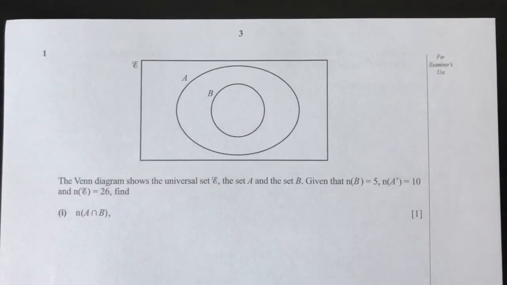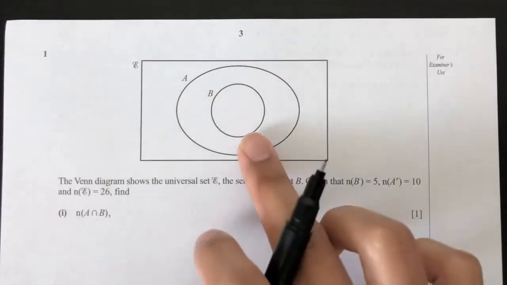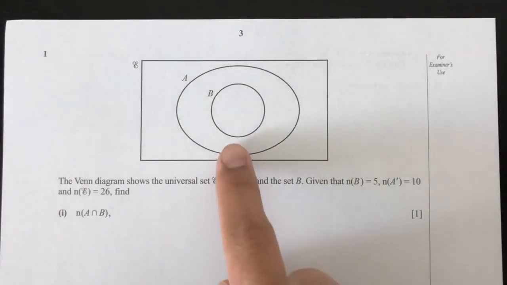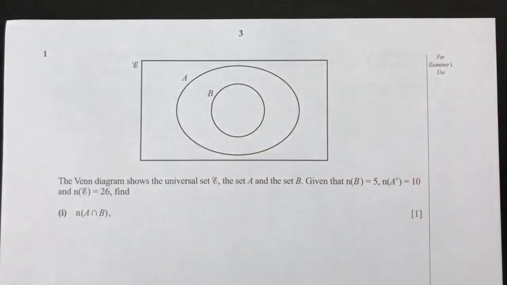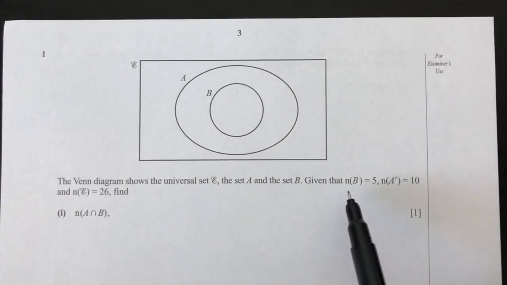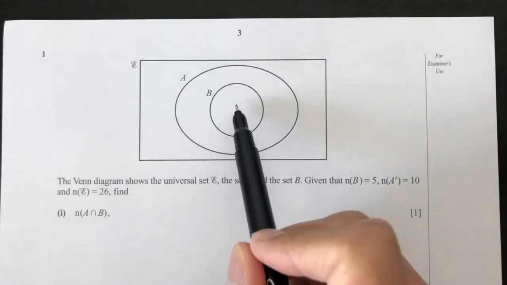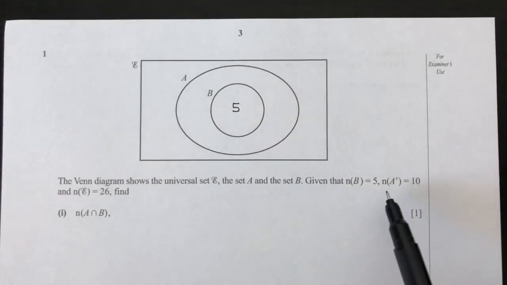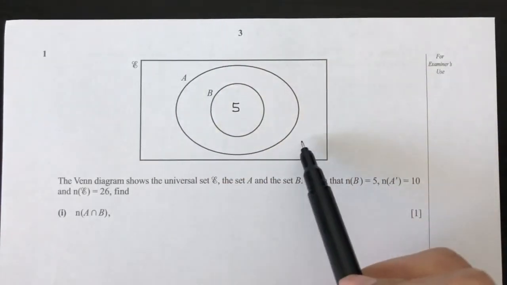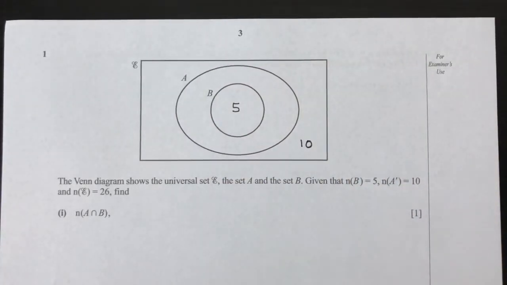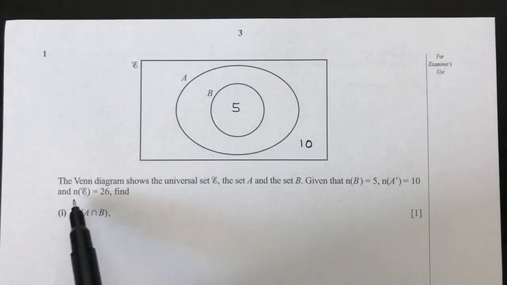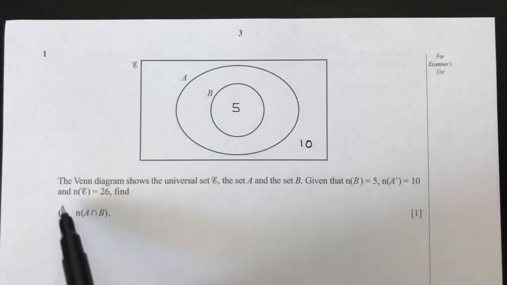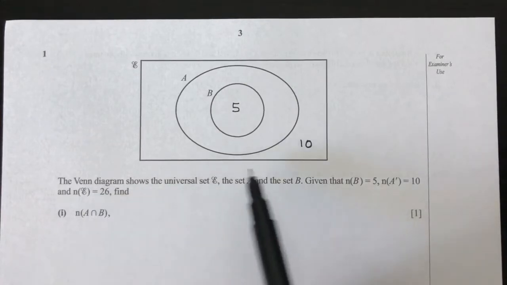So here we have the Venn diagram shows the universal set, which is everything, right? And here we have set A and B inside as shown. You can see that B is a subset of A from the diagram. So first one is the number of elements in B is 5, so it has to be 5. And the number of elements which is not in A, outside of A, is 10, so outside of A will be 10.